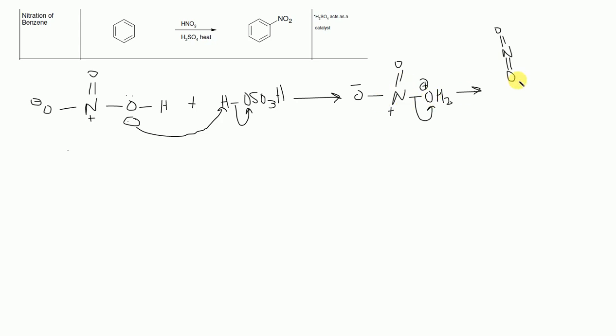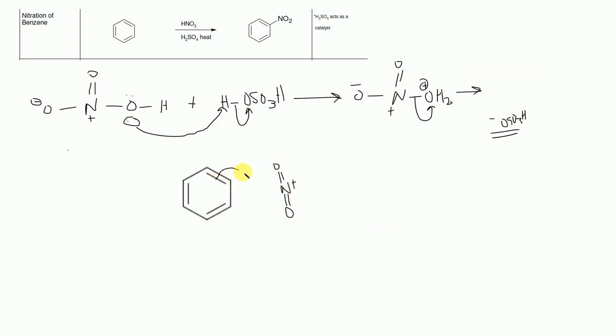At the end of this step, we form the NO2 plus molecule, which is what we want, right? This oxygen will resonate in and we'll get this NO2. And we also have the OSO3H that's present, and this is important to remember for later on. Just like the last reaction, we're going to have our benzene ring, and the benzene ring is now in the presence of this wonderful electrophile.